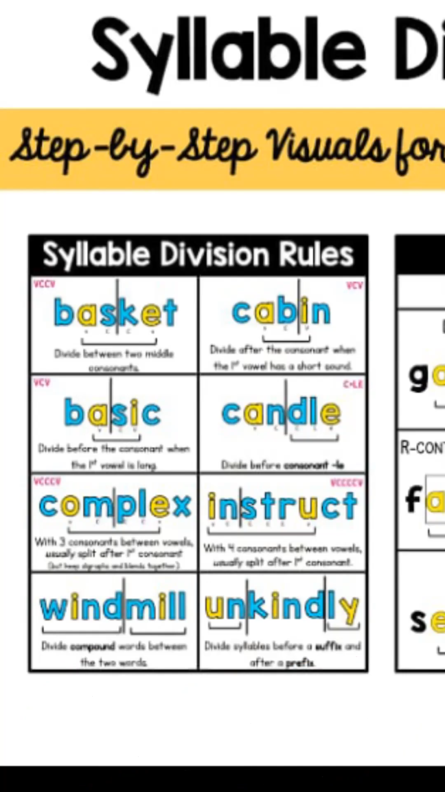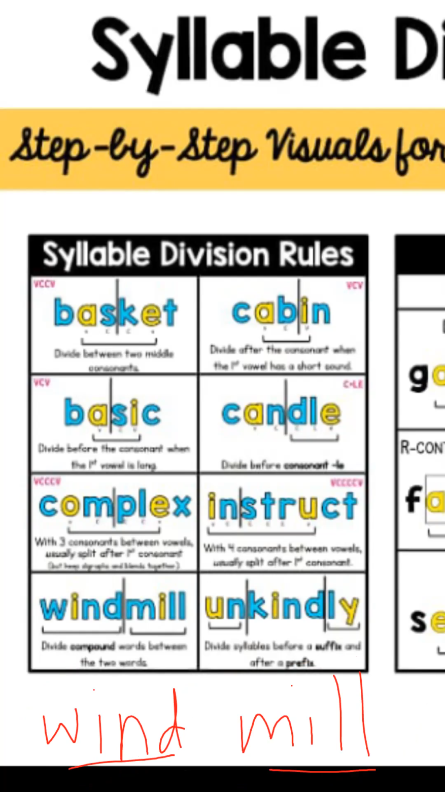After this is windmill. Now what is windmill? It is a compound word, which is made of two individual words. Wind is a word, mill is a word. So we will divide the compound word between the two words: wind and mill. Whenever two words come together, we call them compound words, and we have to break them in such a way that every side has one word. Got it?